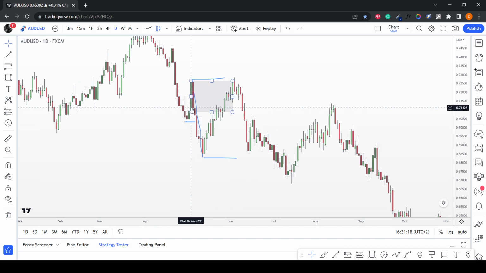We can use these zones in the future when the price comes back to them. We can use them as our points of interest, as our zones, and then we can wait for the reaction of the market and see what it does, and then find our confirmations that we will discuss later.